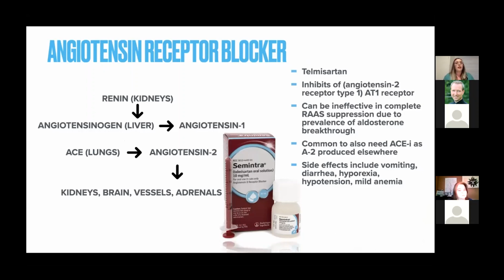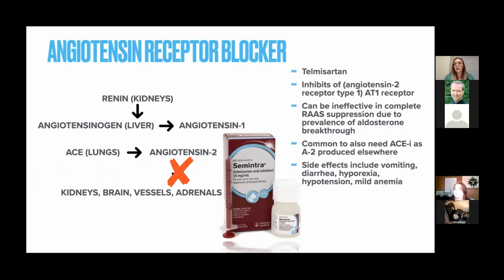We have our angiotensin receptor blocker, or ARB, I've heard people call it. We most commonly use a drug called telmisartan. This is going to inhibit angiotensin 2 receptor type 1. Angiotensin 2 has type 1 and type 2 receptors. For blood pressure control, type 1 is what we're working on. Type 2 does other things. So telmisartan is hitting the type 1 receptor of angiotensin 2. So we're stopping at this area.